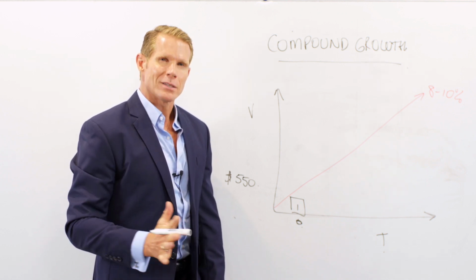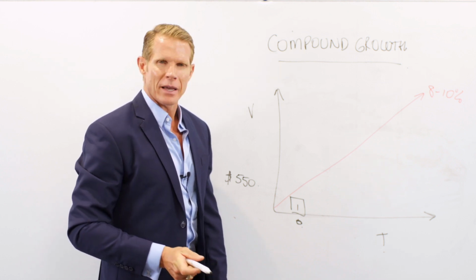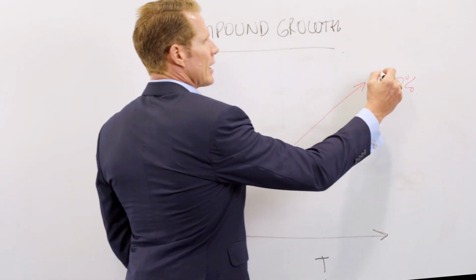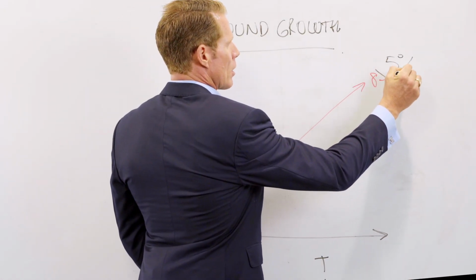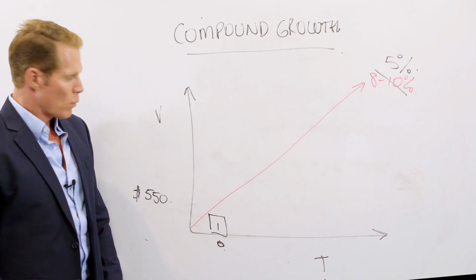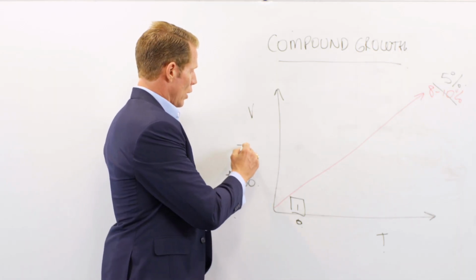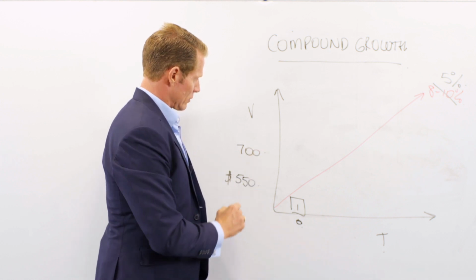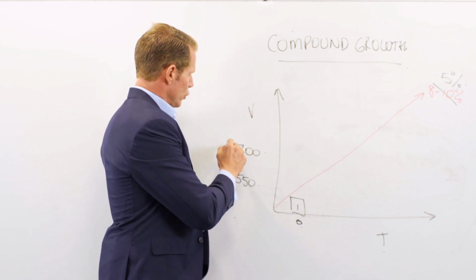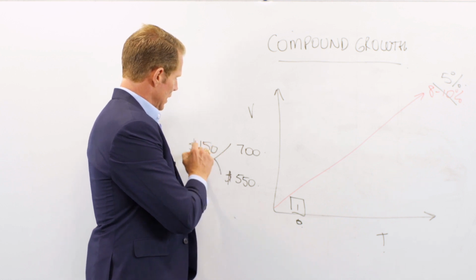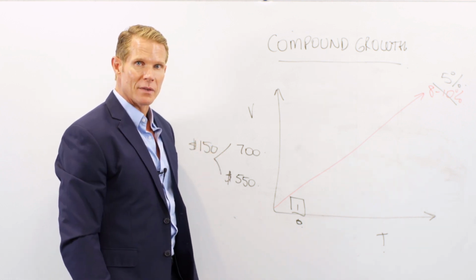Okay, but let's just say that I make a few mistakes and I don't quite get the growth that I anticipate, and I only get, say, 5% in my property growth. Well, my property here, it's not going to grow to $800,000, but it's still going to go to, say, $700,000. So what that now shows is that I've made $150,000 in capital growth from my property there.